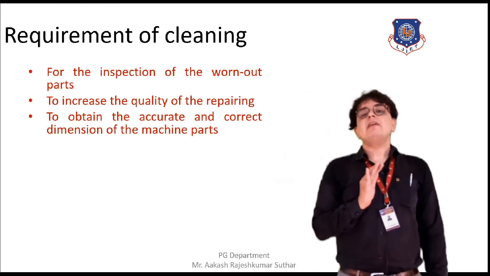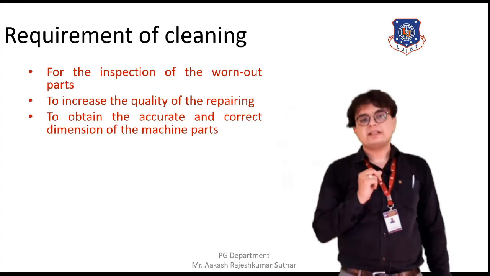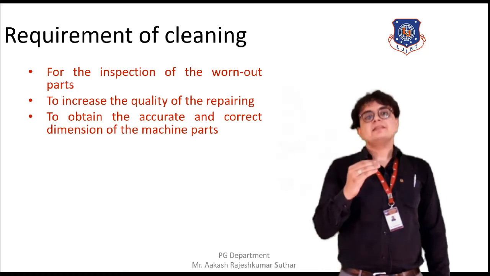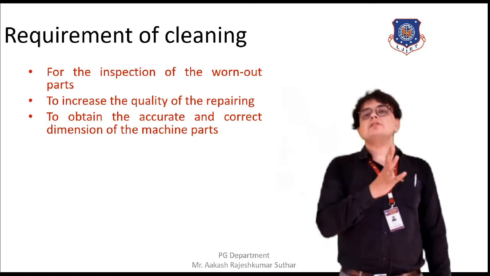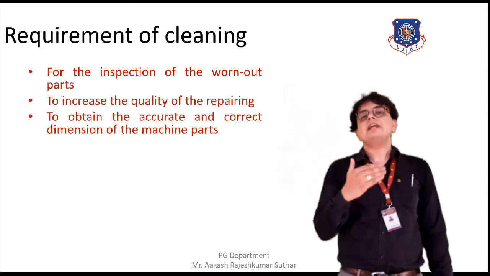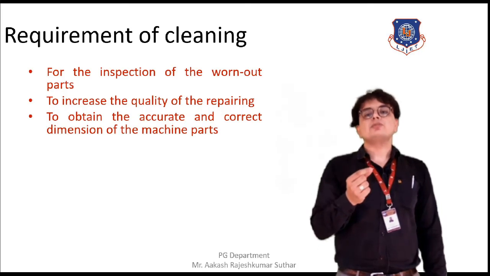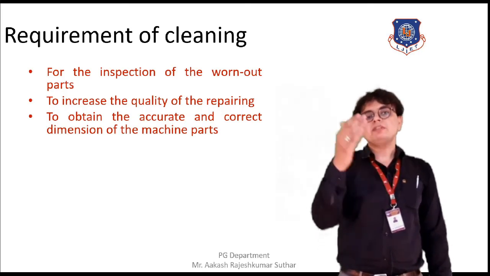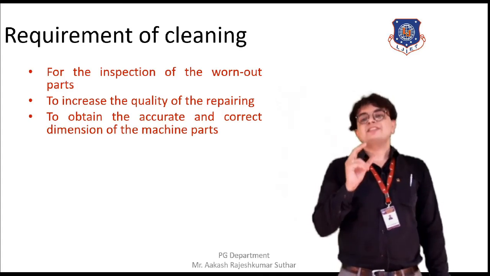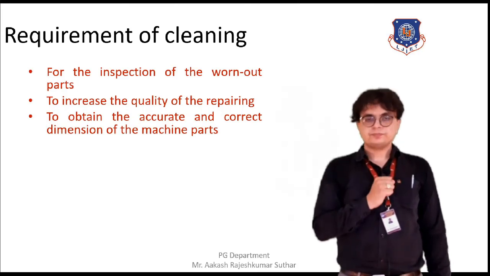The next thing that is required is to obtain an accurate and correct dimension of the machine parts. We should have a proper dimension of the machine parts. Because previously it has been given by the manufacturer, and after working for a long time, after wear and tear and after wearing out, the dimension will be reduced. So in order to know the reduction or change in the dimension, it is necessary to do cleaning so that the actual dimension after a certain period of time can be known.